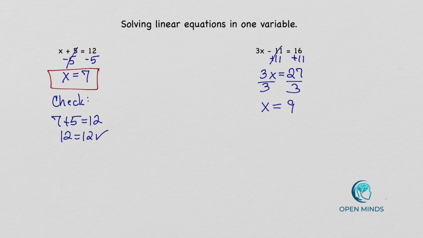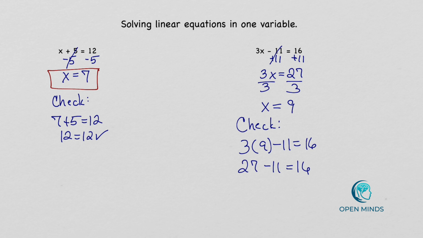And again, we are going to check. Okay, so I'm going to come down here to check, plugging in 9 for x in the equation. So 3 times 9, minus 11. Here we have order of operations, PEMDAS. So in this case, multiplication comes before subtraction. You will multiply 3 by 9 to give us 27. Then we will subtract 11 from that. So that will give us 16, which checks out. So our answer of 9 is correct.